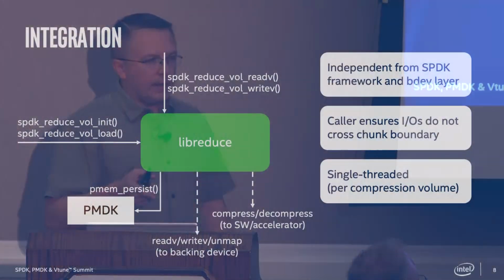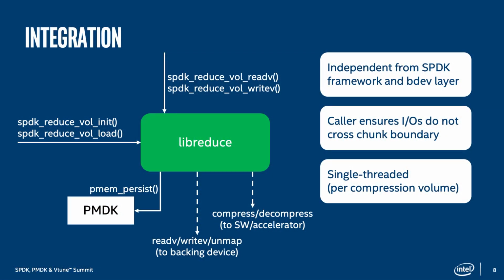One decision we made, I'm going to talk a little bit about this chunk size, is that the library is based around the caller knowing what the chunk size is. So what's the granularity that we're going to be compressing data on, 16K, 32K, 64K. And when it is sending I/O to this library, it expects that those I/O do not cross those boundaries.